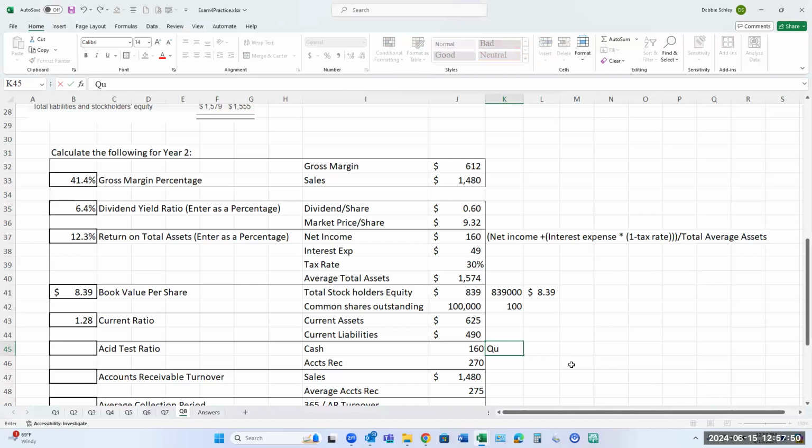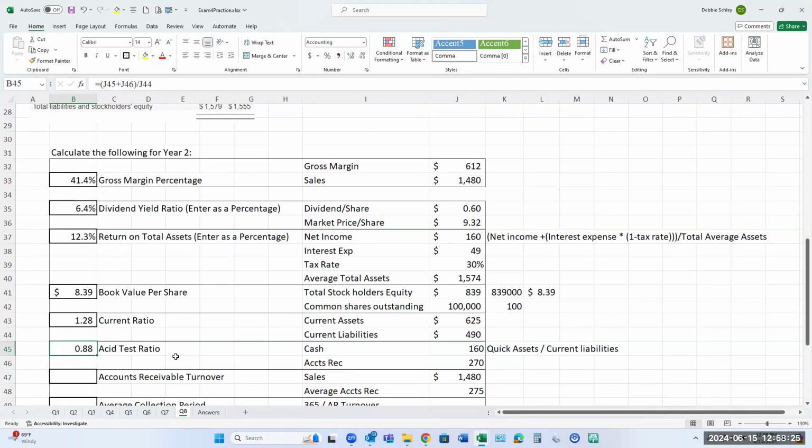my quick assets divided by my current liabilities. So in this problem, cash and accounts receivable are my only quick assets. So I'm going to take and add cash plus accounts receivable and divide by current liabilities. And it is not a dollar sign, it is just a number.